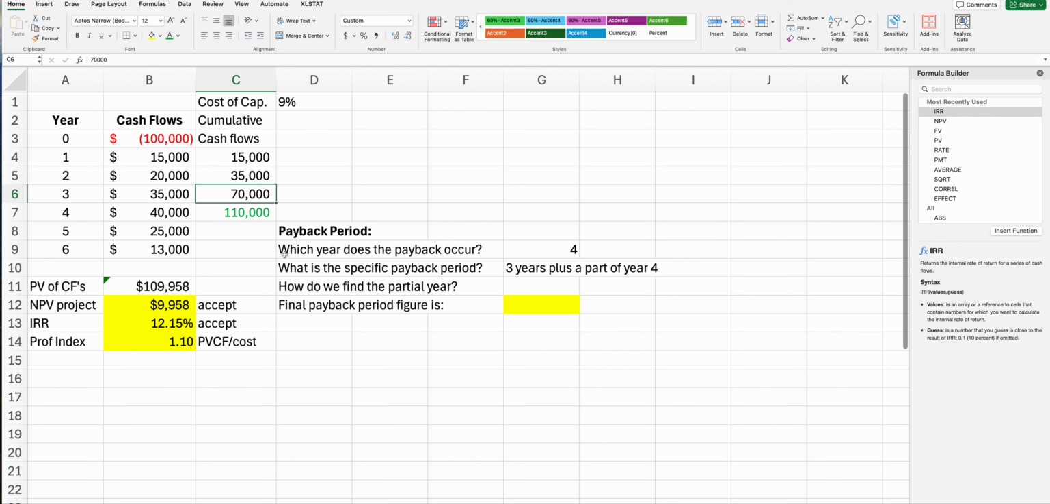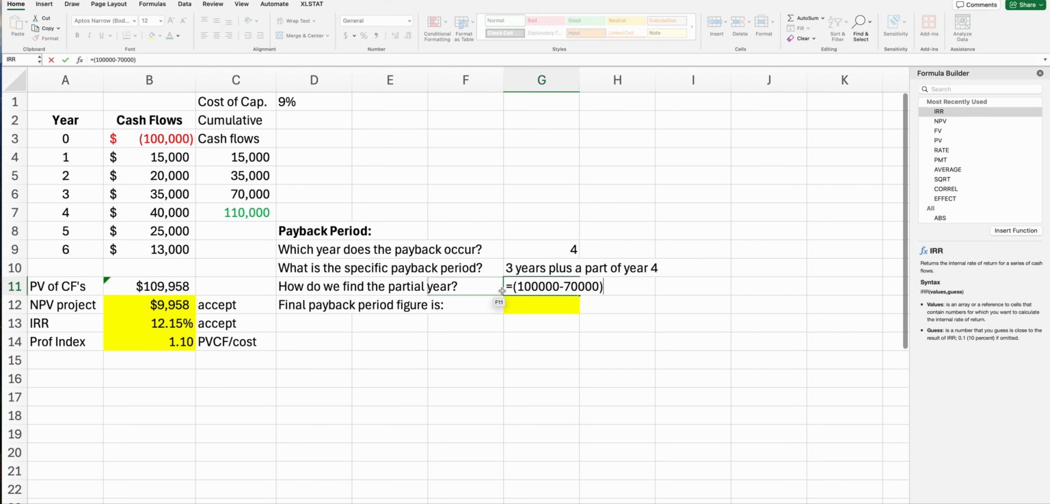The way that we can do that is we can start with our cost figure. So again, we needed $100,000. And through year 3, as you can see, we generated $70,000. So that means that we are needing $30,000 more of cash flow to exactly pay back that initial $100,000 cost. Okay, let me say that again. So our initial cost was $100,000. After year 3, we've accumulated $70,000 total of cash flows. So the difference is $30,000. I need $30,000 more dollars to pay back my initial $100,000 cost.